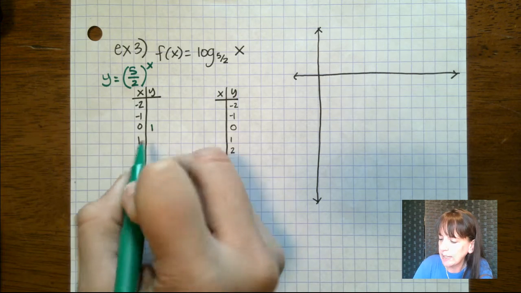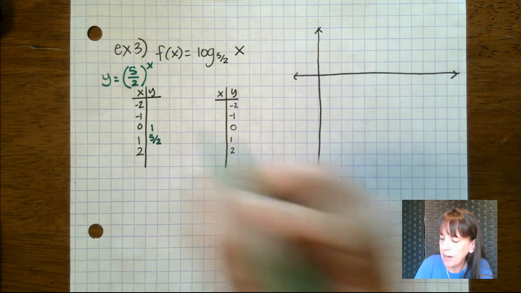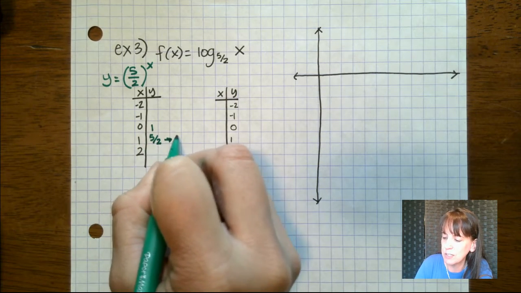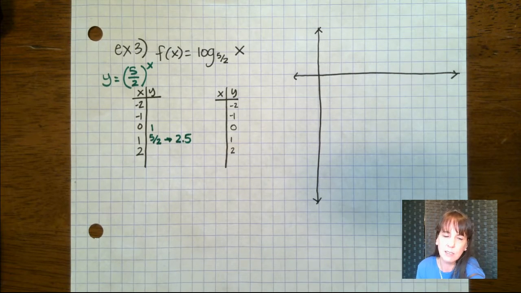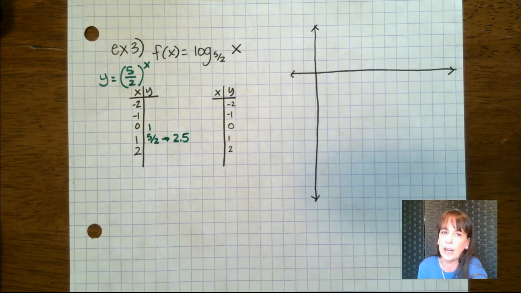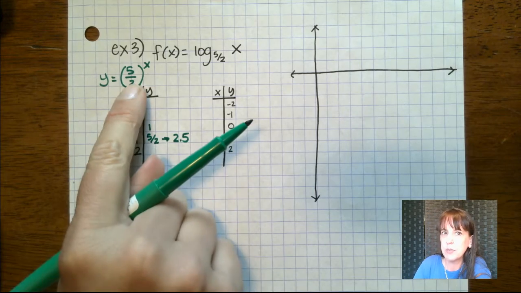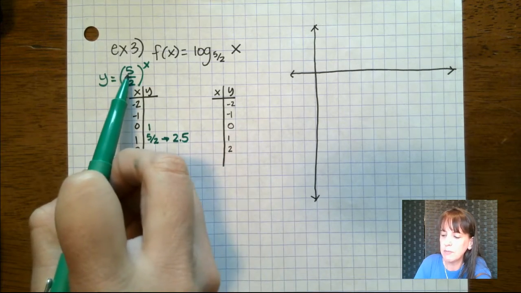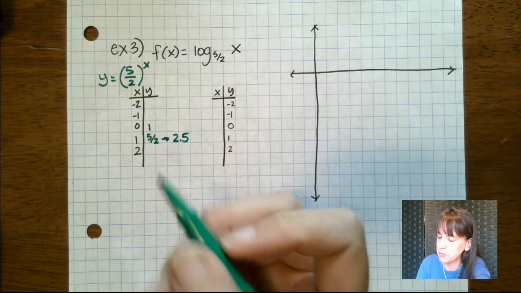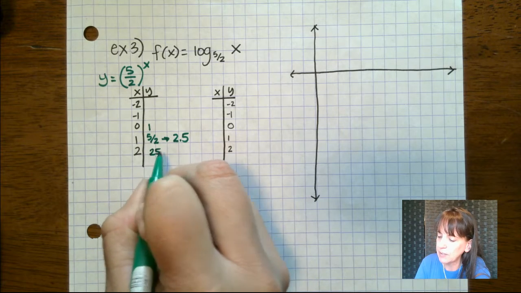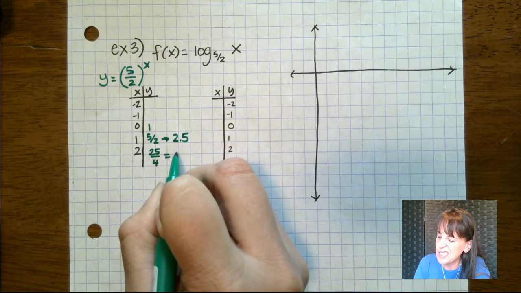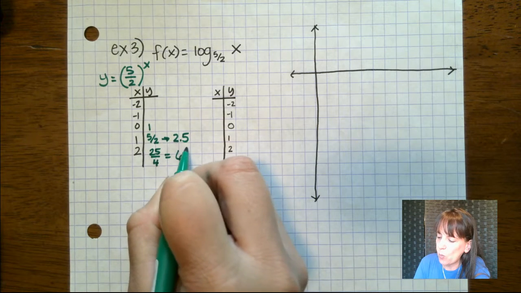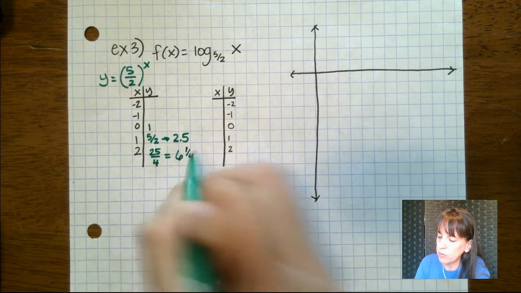If I put in 1, I get 5/2. Now I think it's easier to convert 5/2 to 2.5, because when we're graphing it, it's a little easier to count that out. So if we do it to the 2 power, that would give us 5 squared over 2 squared, which is 4. So we would get 25 over 4, and that's going to give us 6 and 1/4.